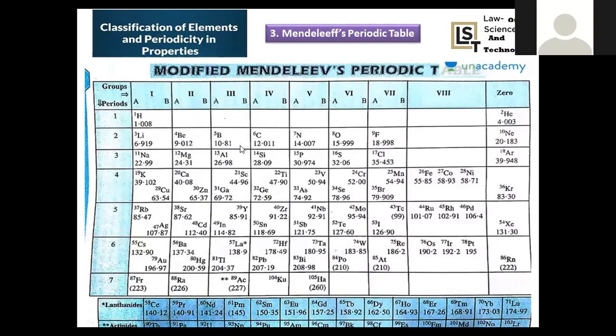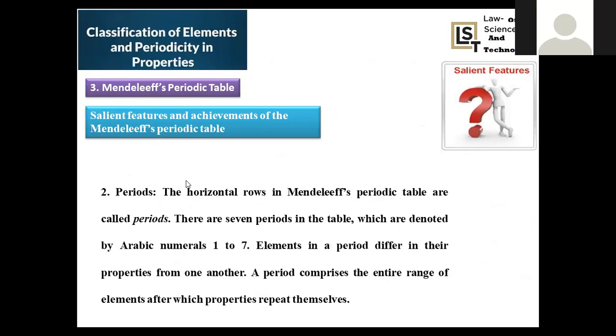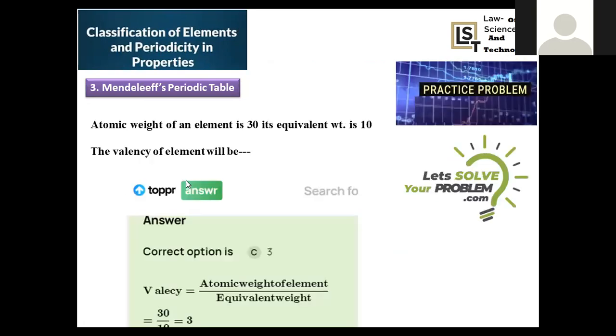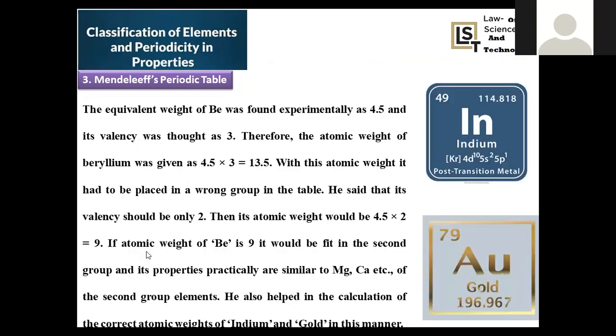So in this manner, you can arrange this in the ascending order of atomic weights, and it will be in the suitable position. Even in the modern periodic table, in the second group only beryllium was kept. So his assumption is correct with respect to this correction in the atomic weights. That is also, we can say, an achievement of this Mendeleeff periodic table.